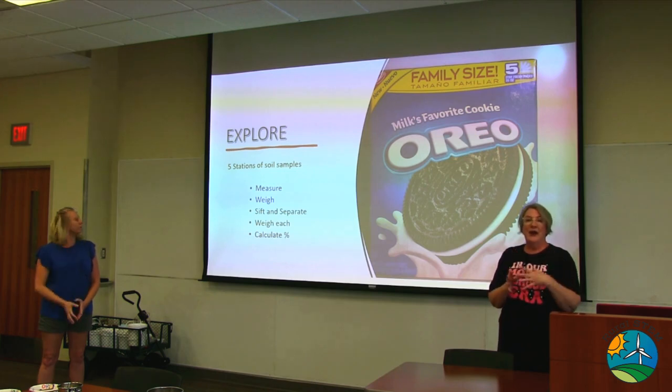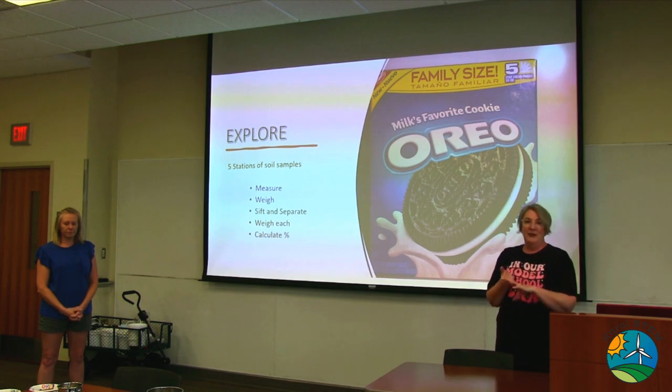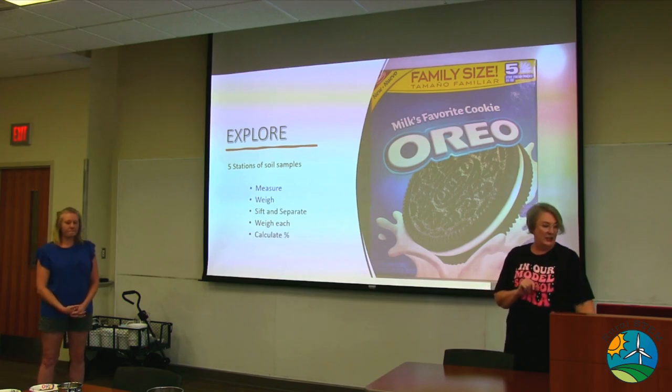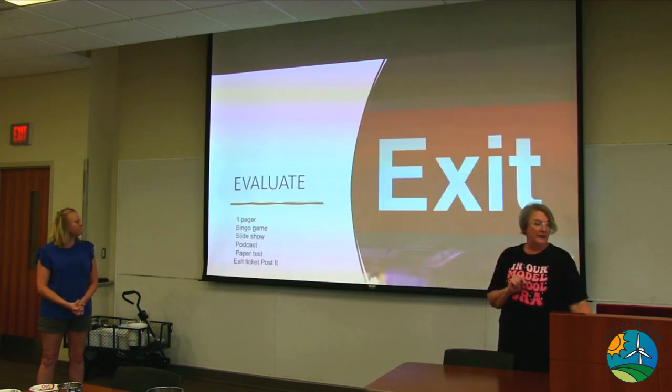And they would measure out. We would have pre-designated mixtures that would be related to the percentages that we were hoping the kids would be able to determine. So they would measure it, they would weigh it, they would sift and separate it, they would weigh each element and then calculate the percentage to determine, using the textural triangle that was on the other slide, what type of soil it is.